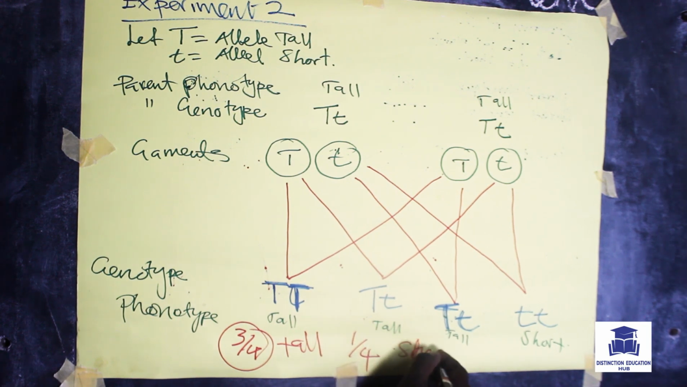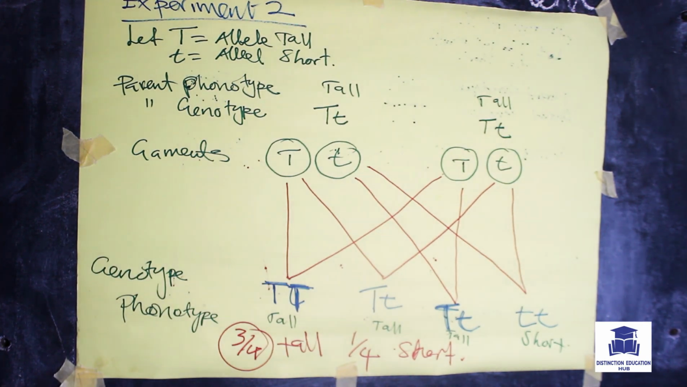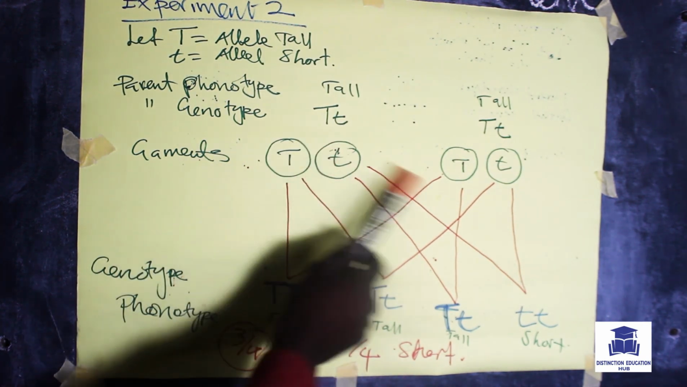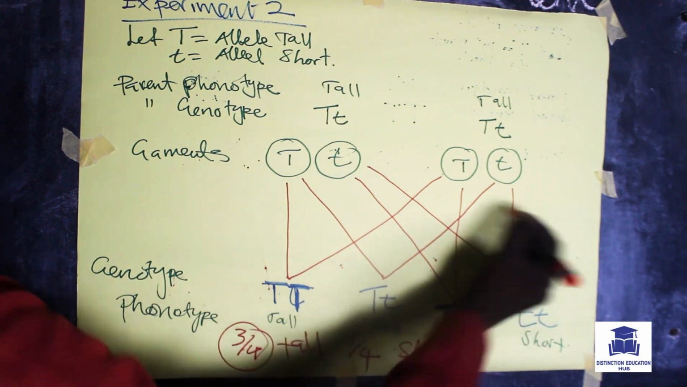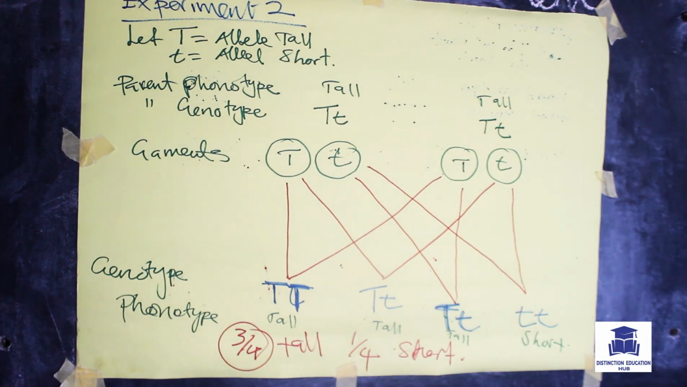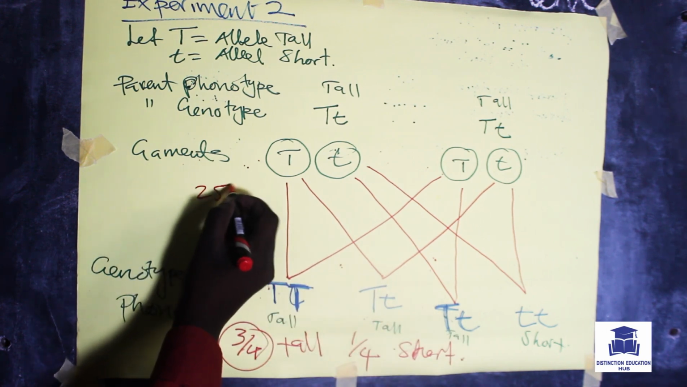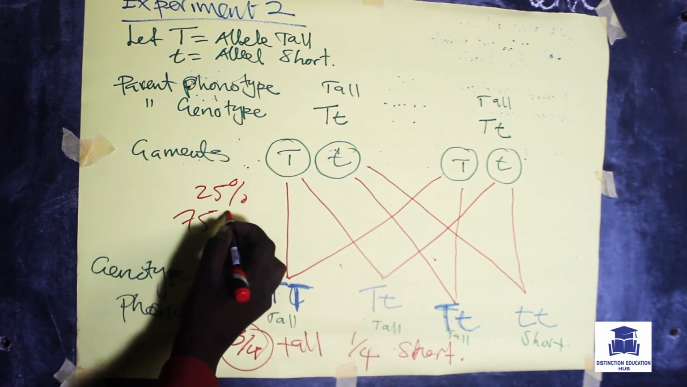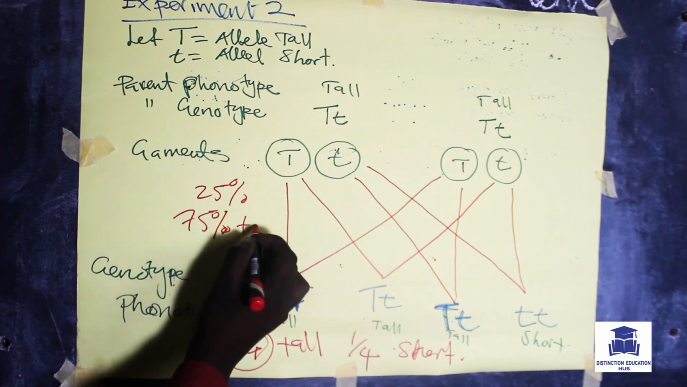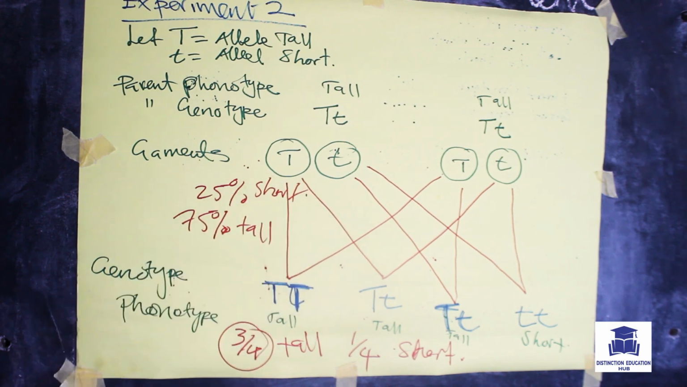Meaning that if these two parents meet, the chance of them having a short offspring is 25%. Then 75% is tall, and that is short.